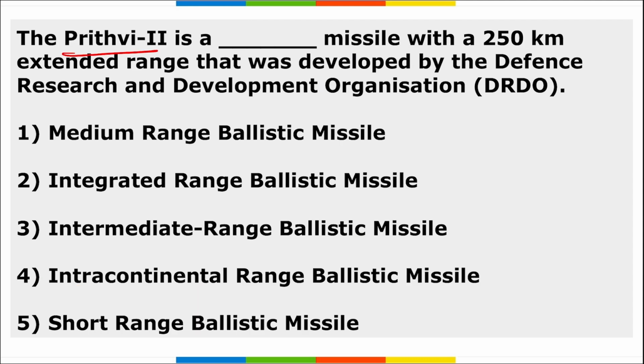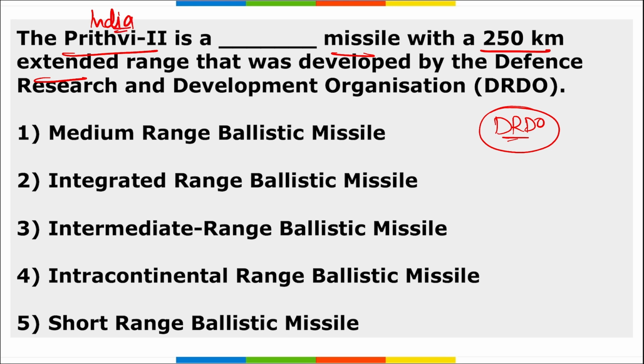Next, Prithvi 2. It is a missile with a 250 km extended range that was tested by DRDO. So multiple questions from this particular news. First of all, tell me, Prithvi 2 is a missile of which country? It is of India.